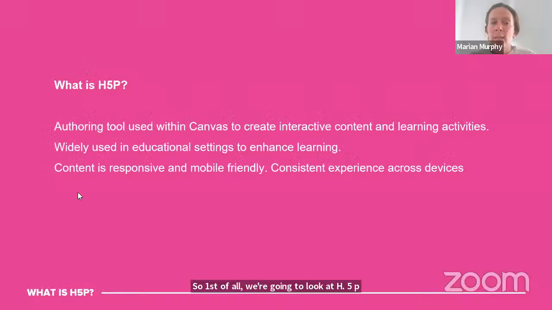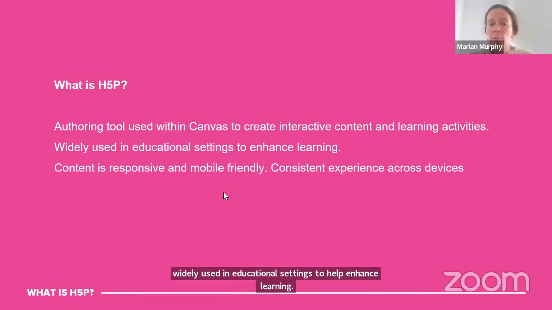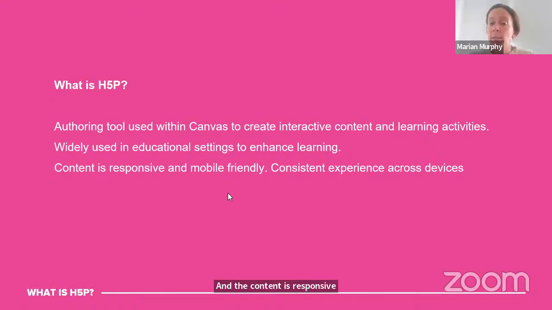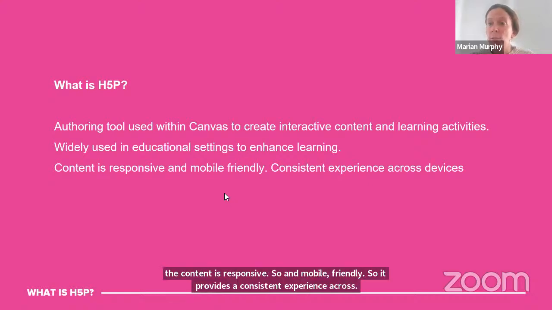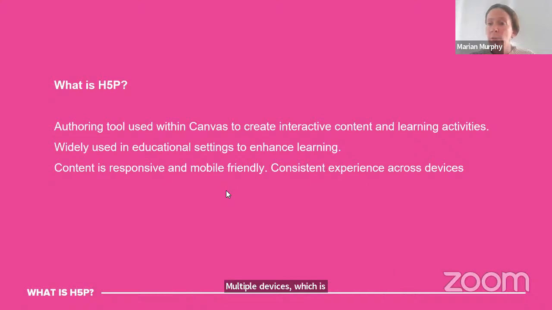So what is H5P? H5P is essentially what we call an authoring tool, which is used within Canvas to create different interactive content and learning activities for students. It's widely used in educational settings to help enhance learning. And the content is responsive and mobile friendly, so it provides a consistent experience across multiple devices, which is obviously very useful for students who are using multiple devices on a daily basis now.